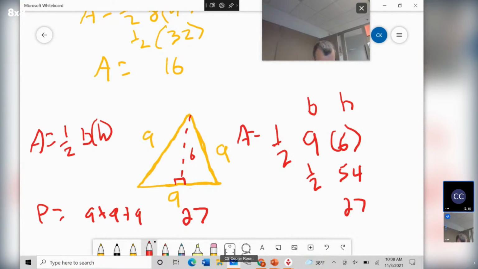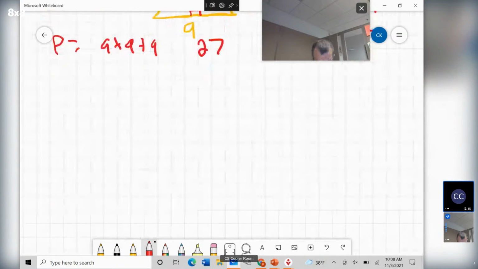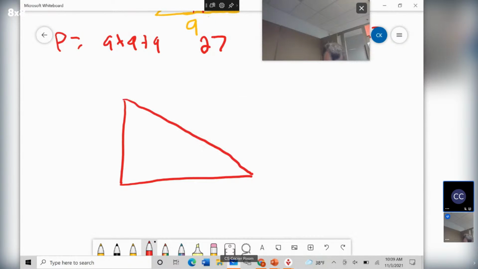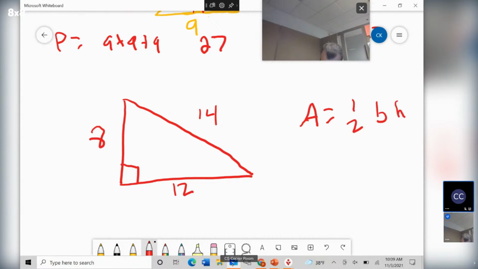Okay. So let's do another one of those right triangles. And the right triangles are real easy to do, the base times the height. You're going to see this. So this side is going to be the height. So we'll say in this case, the height is 8. We'll say the base is 12, and this side we'll say is 14. But remember, area equals 1/2 the base times the height.